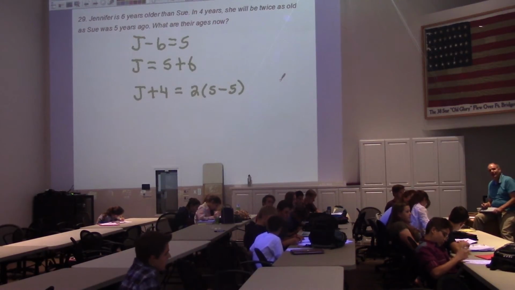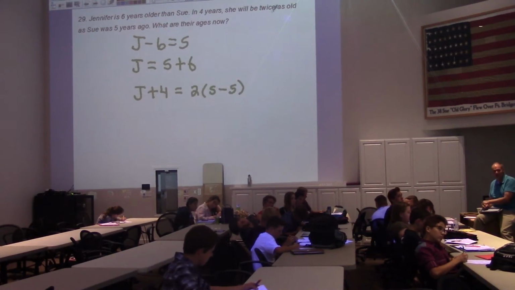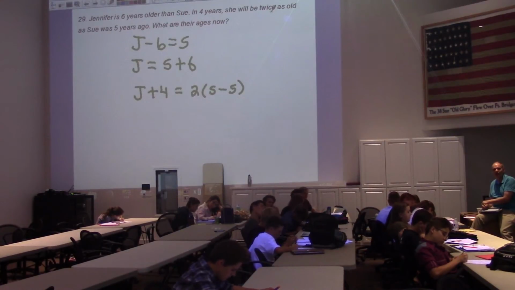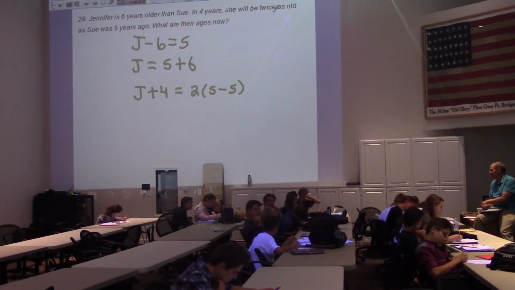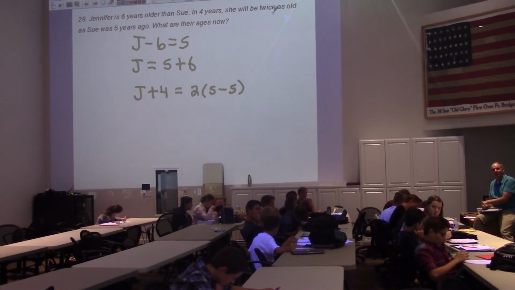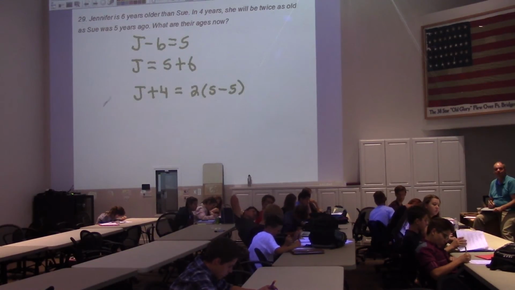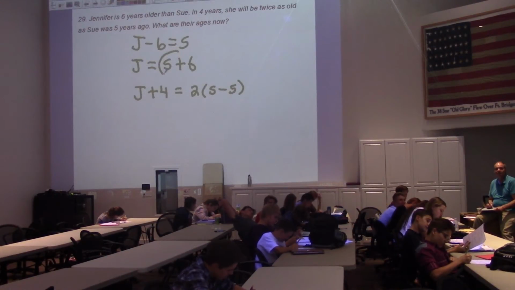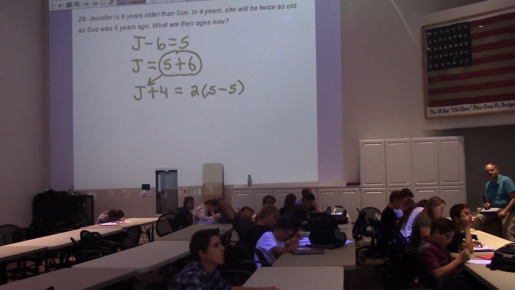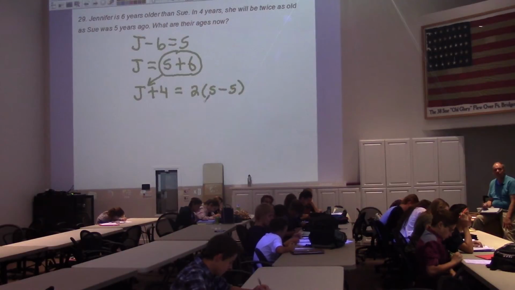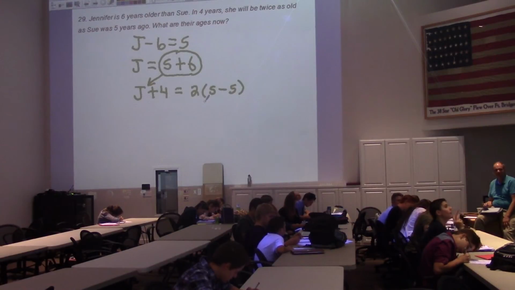So you can plug into J or plug into S, whatever you want to do is fine. So Jennifer is 6 years older than Sue, and then in 4 years she will be twice as old as Sue was 5 years ago. Do the two equations make sense to everybody, how they built it? How the wording helps us build that? Okay, try and solve that on your paper. So plug this in, try and solve it. They call these age comparison problems. I'm comparing ages here.